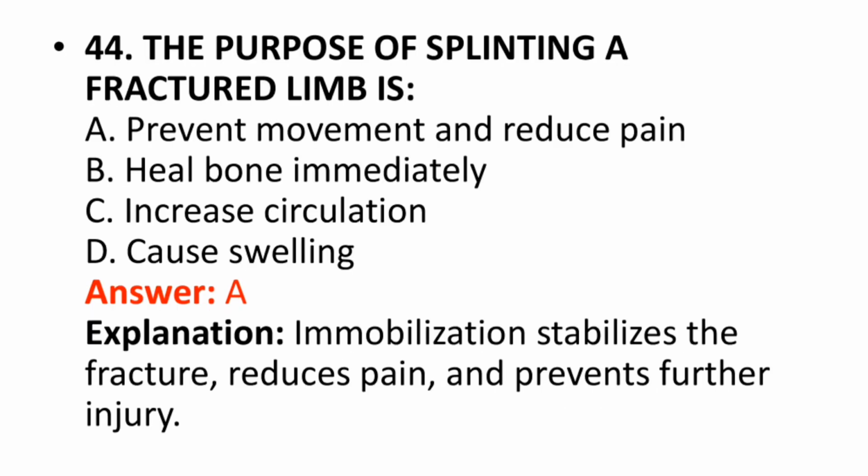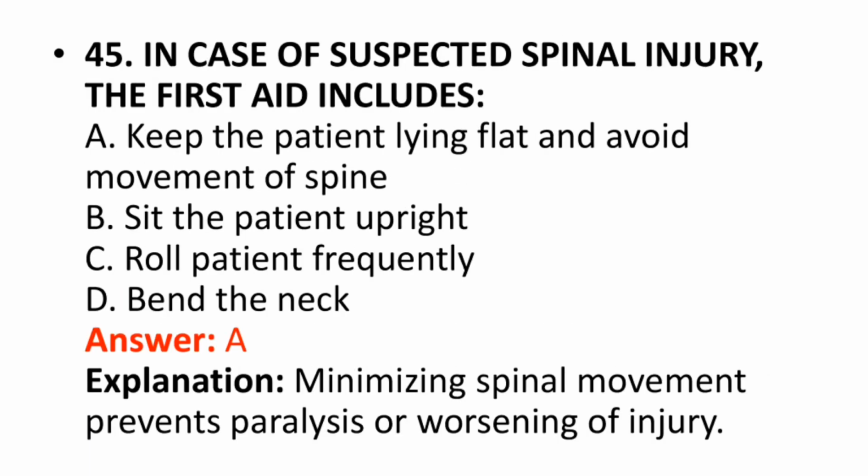The purpose of splinting a fractured limb is option A prevent movement and reduce pain, option B heal bone immediately, option C increase circulation, option D causing swelling. The correct answer is option A. Immobilization stabilizes the fracture, reduces pain and prevents further injury.